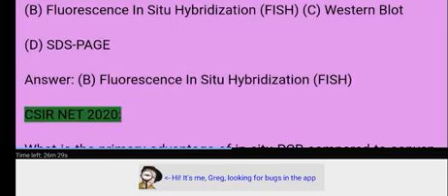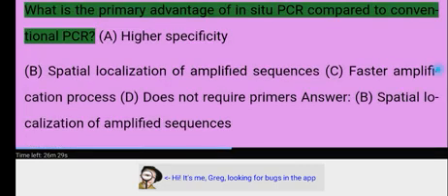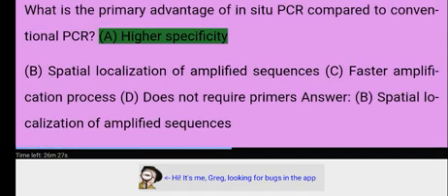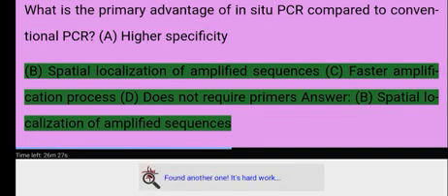FISH. CSIR NET 2020. What is the primary advantage of in situ PCR compared to conventional PCR? A. Higher specificity. B. Spatial localization of amplified sequences. C. Faster amplification process. D. Does not require primers. Answer: B. Spatial localization of amplified sequences.